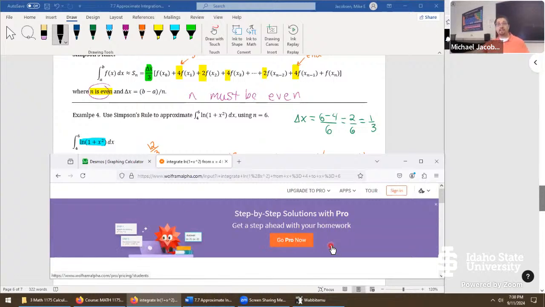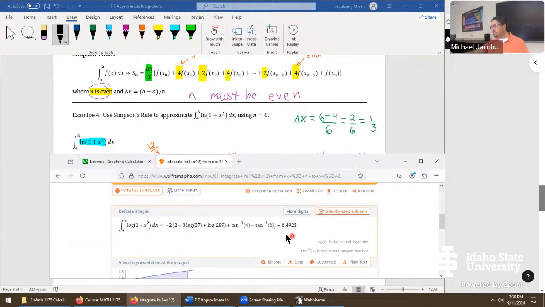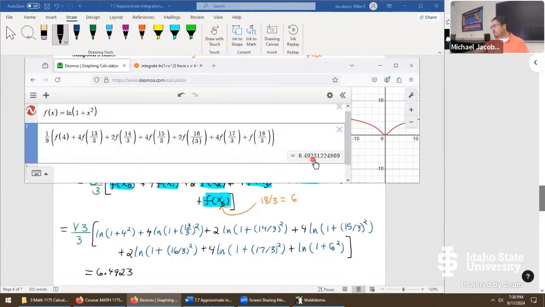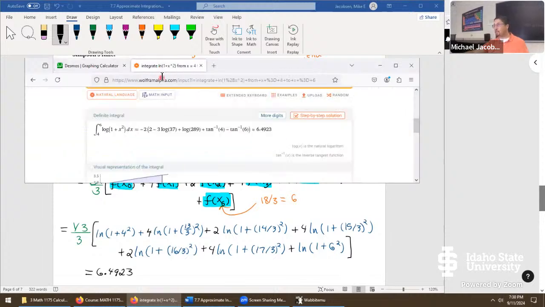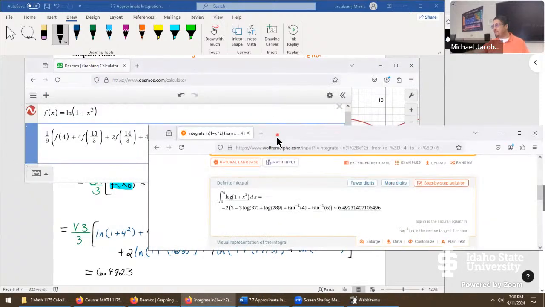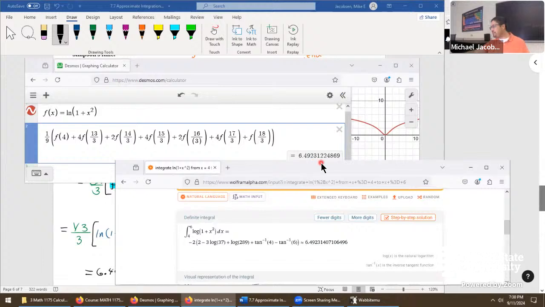And definitely don't pay them any money. I would just go down to what they give us. They say the approximation is 6.4923. Notice how remarkable that is. We have an even more accurate answer, 6.4923122 and so on. But for what they gave us, let's see if they give us more digits. You know what? We're pretty spot on. I'm kind of curious now. So 6.492312224, 6.492314. It differs on that decimal place right there.